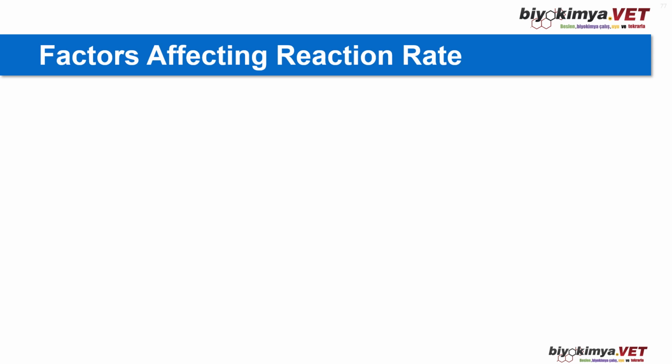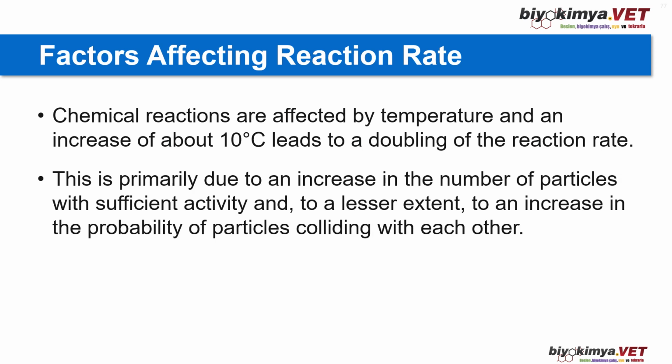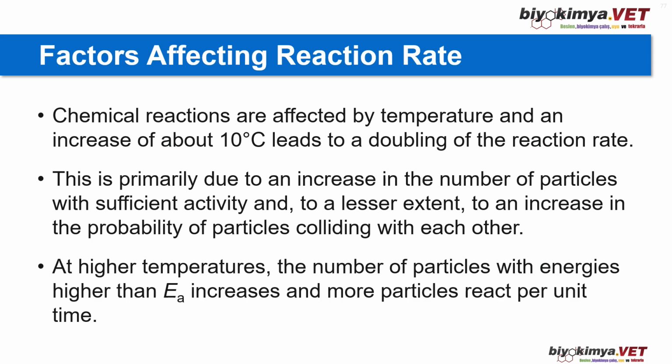Factors affecting reaction rate: temperature and concentration. Chemical reactions are affected by temperature, and an increase of about 10 degrees leads to doubling of the reaction rate. This is primarily due to an increase in the number of particles with sufficient activity and, to a lesser extent, to an increase in the probability of particles colliding with each other. At higher temperatures, the number of particles with energies higher than the energy of activation increases and more particles react per unit time.